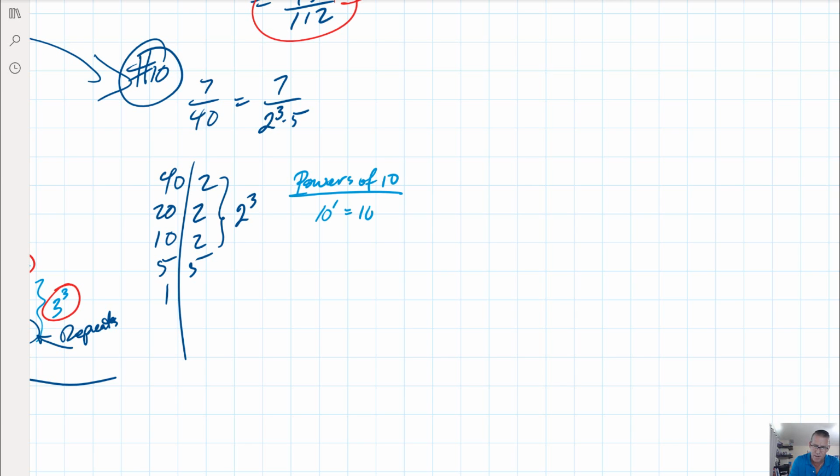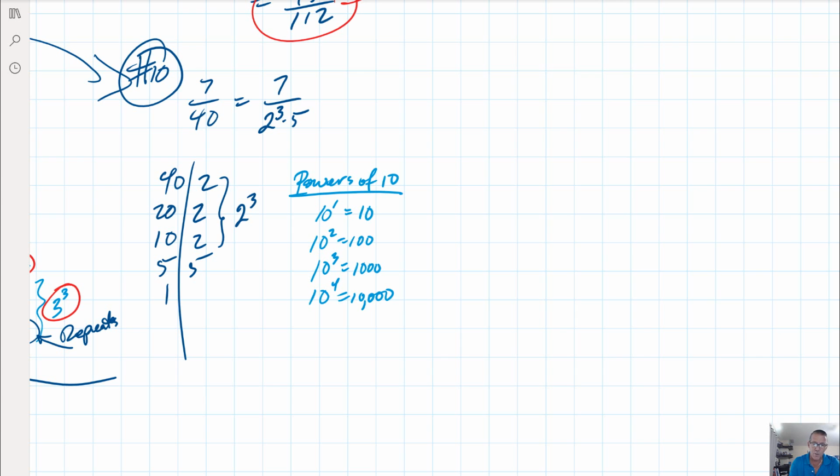10 to the first is 10. 10 squared is 100. 10 cubed is 1,000. 10 to the fourth is 10,000. These are called powers of 10. But the denominator is 40, not one of these numbers. So how do you convert it to that?